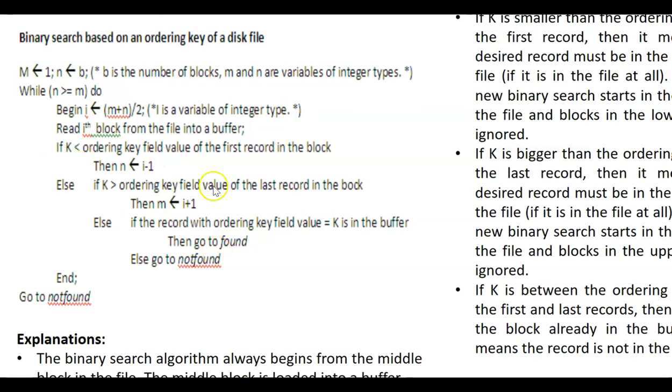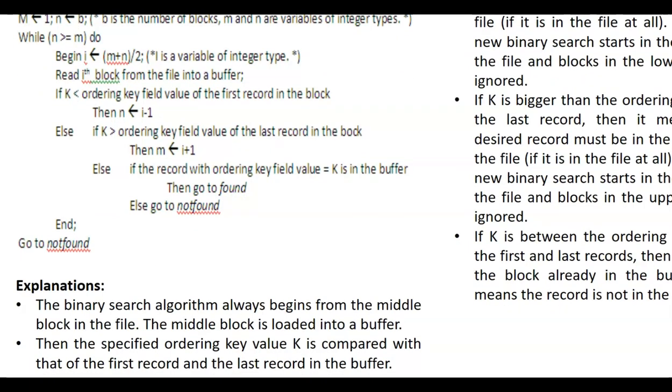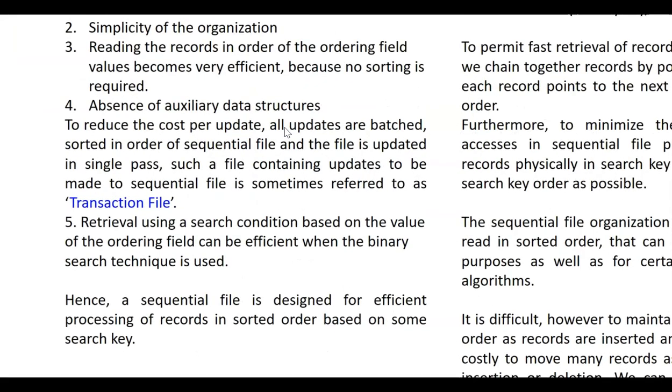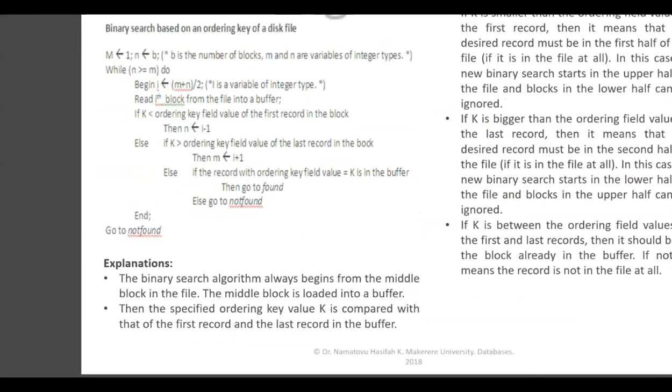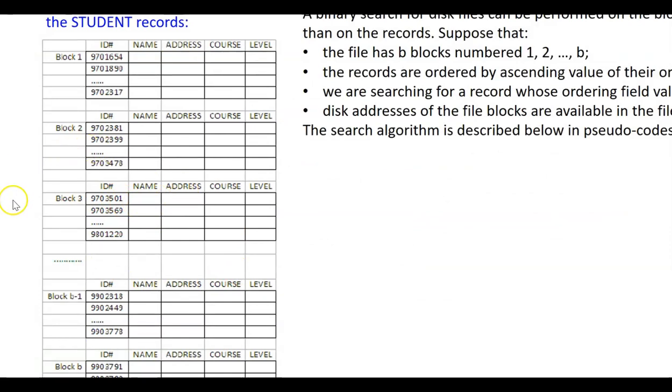This pseudocode is just to tell you how the search is being done, or how the search will be done. Essentially, a binary search always begins from the middle block. Why do we say the middle block? Because it's a binary search. Being binary, it divides the blocks, and the one that comes in the middle is the one that is going to be copied into the memory buffer. So it starts the search here.